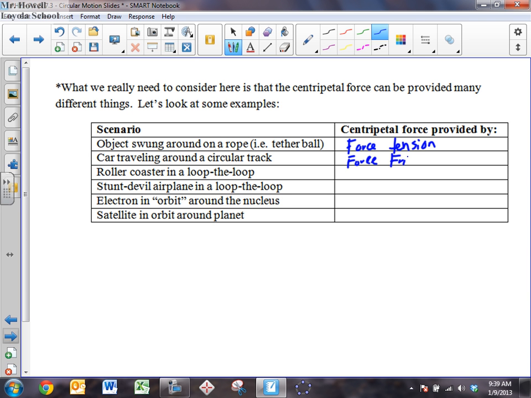Now, for a lot of these, there are other forces that are playing a part as well, but I'm listing the major things. So like, for a car around a track, it's friction, but it's also the actual force of the car's engine or the thrust of the actual car itself. Okay? So there's going to be other stuff, but I'm listing the major things.